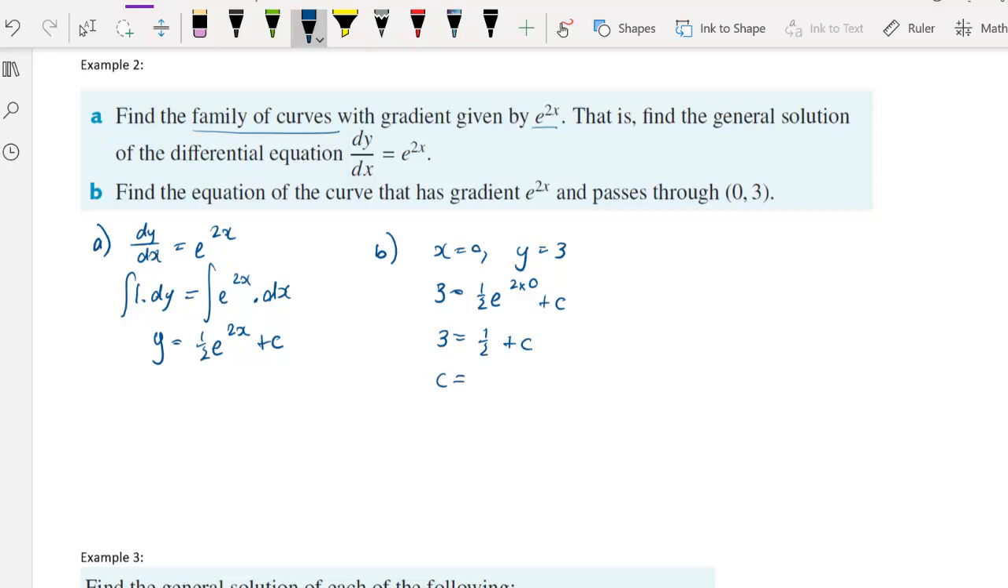Now c will be equal to 3 subtract 1/2, which makes that 5 on 2. And so our equation then is y is equal to 1/2 e to the 2x plus 5 on 2, or we could just say that's 1/2 e to the 2x plus 5. And there it is, there's our specific or particular solution.